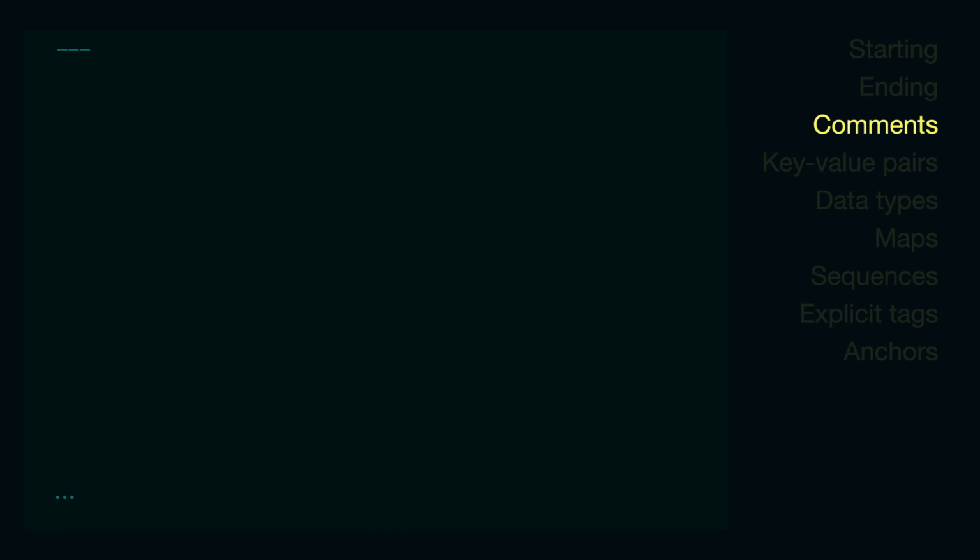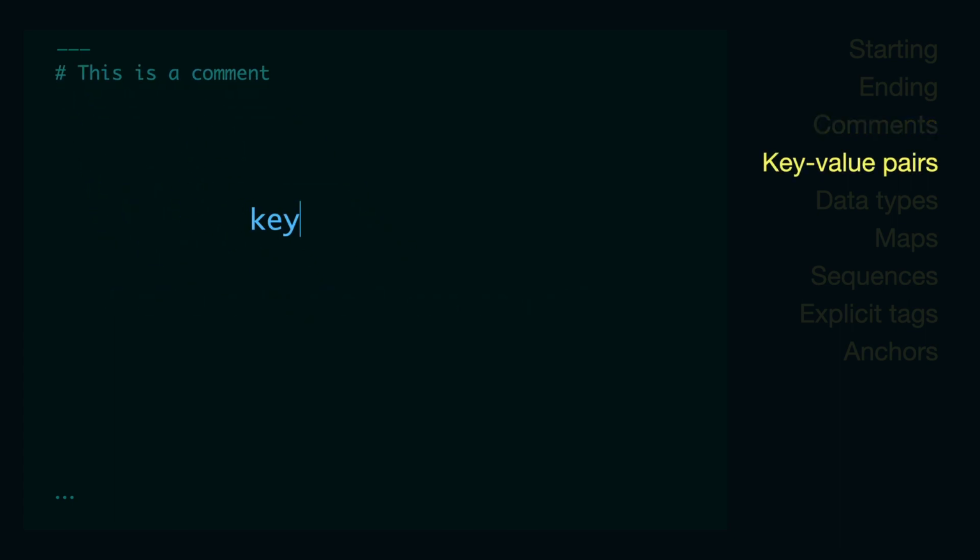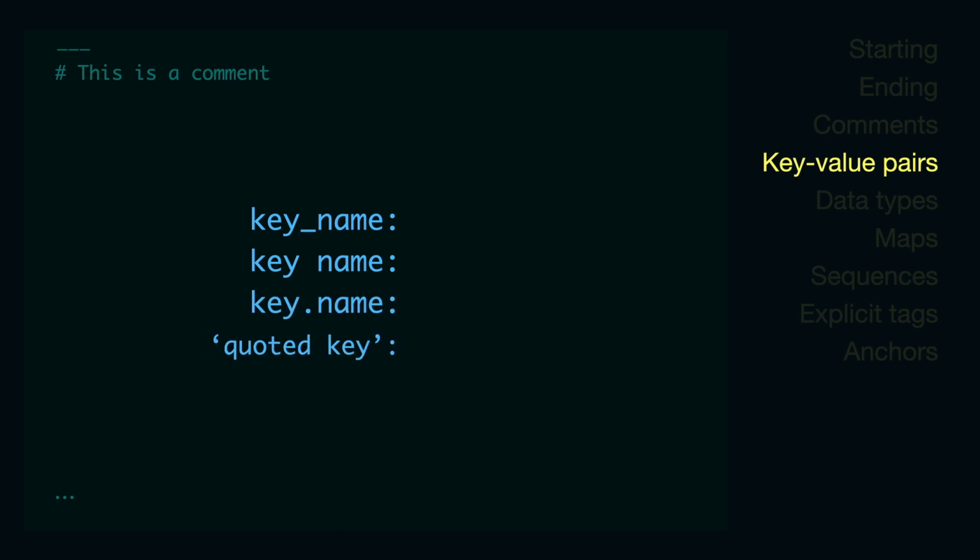You can also have comments in the file. Comments start with the pound sign, and you can also have multi-line comments with multiple pound signs at the beginning of each line. YAML files are just a bunch of key value pairs. You can have underscores in the key name. You can also have spaces in there. Key names can also have dots in there. You can also have quotes around the key names, which is useful when you have a colon in the key name. And you can also have numeric keys as well.